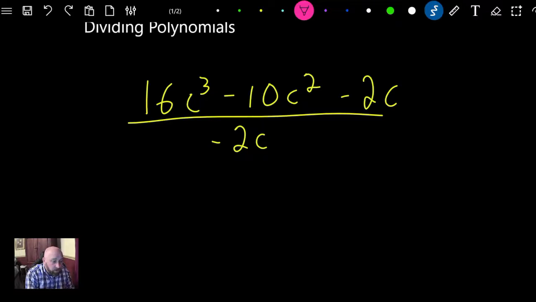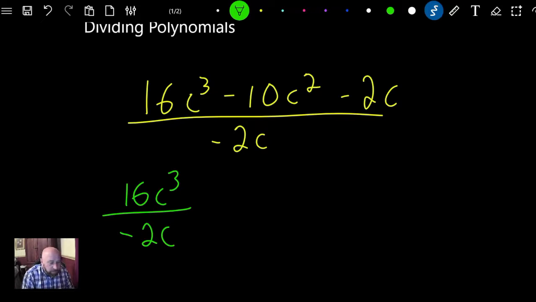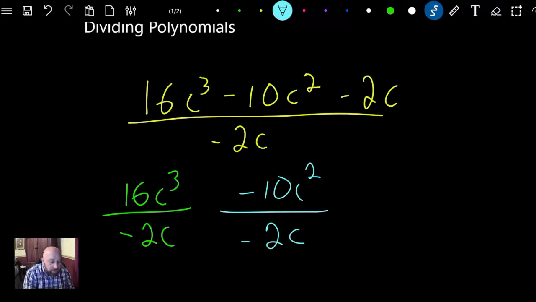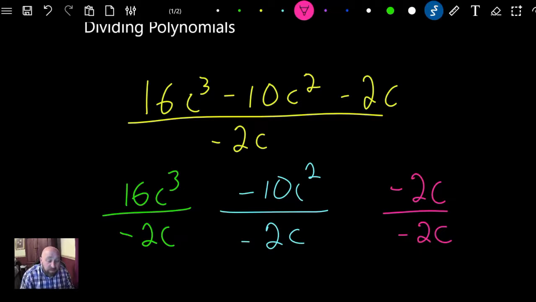So the first one is going to be 16c cubed over negative 2c. And then we're going to have this next one. You can write it however you want with the signs. I like taking the actual signs with it. So in other words, negative 10c squared over negative 2c. So basically you're taking all of those signs and putting it all together into one thing. And then the next one is going to be negative 2c divided by negative 2c.